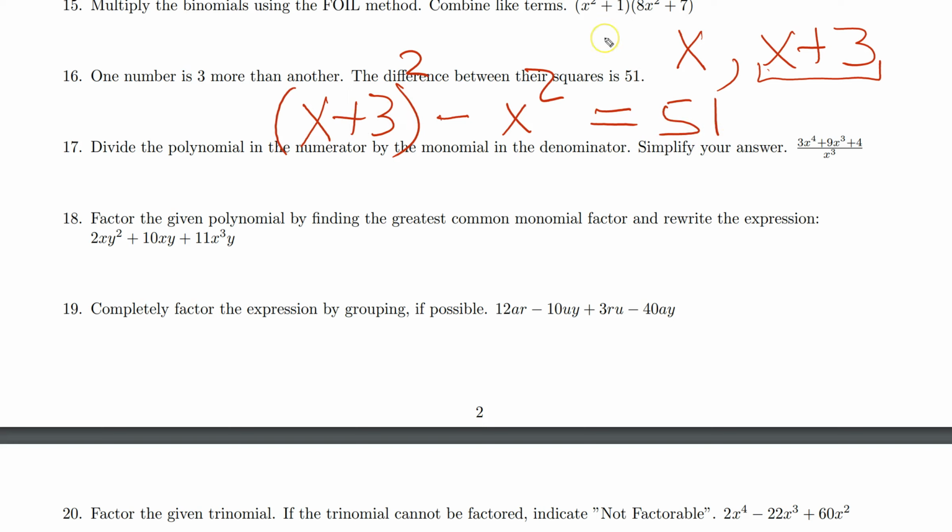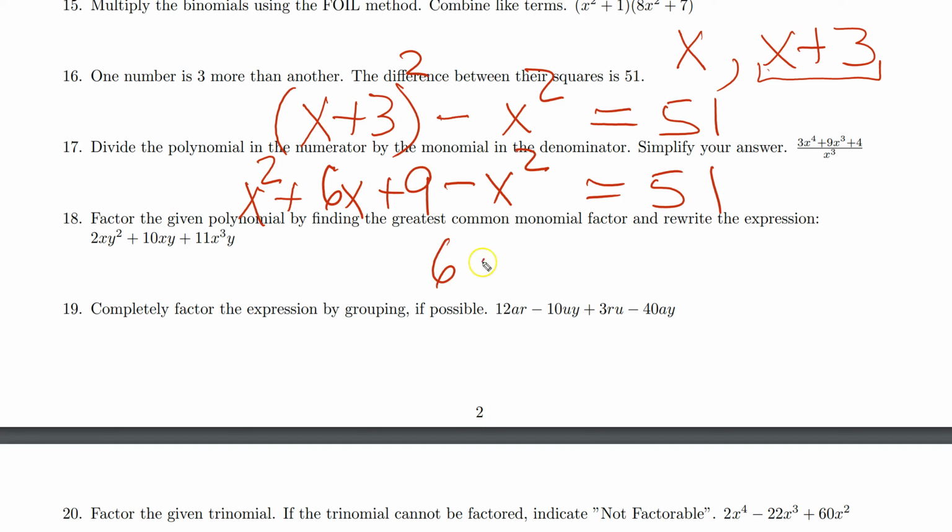Again, I could work this out for you, but let's do that. Let's say we're going to square this. So this is x to the second. Multiply these two together, then double it, plus 6x plus 9, minus x squared equals 51. Ooh, so this one works out nicely here. The x squared terms are going to cancel out.